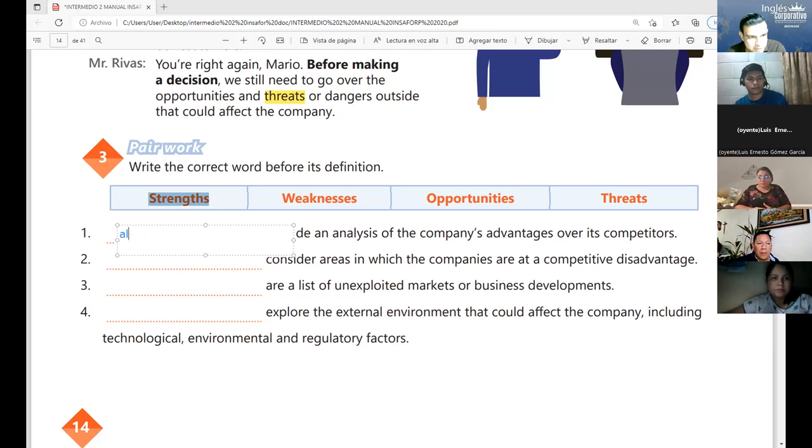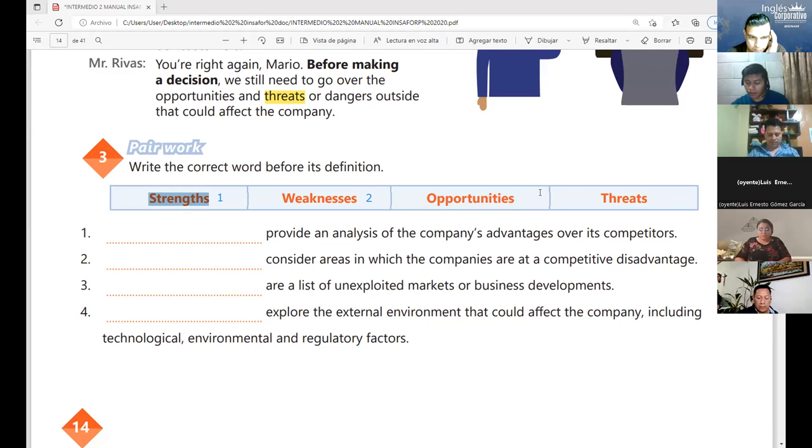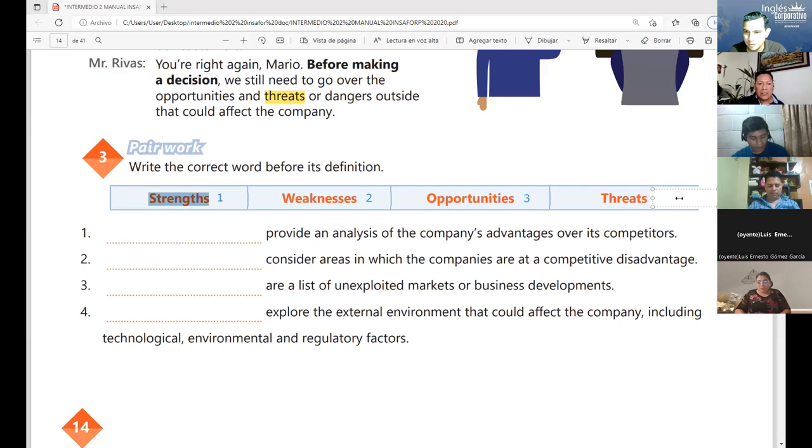It is strengths, right? Yes. You're going to mark number one. How about number two? Consider areas in which the company is at a competitive disadvantage. Weaknesses. Perfect. Number three, opportunities. I think it's a list of unexploited markets or business development. Good job. And the last one, threats: explore external environment that could affect the company, including technological environments and regulatory factors. That's right. Perfect. Excellent.